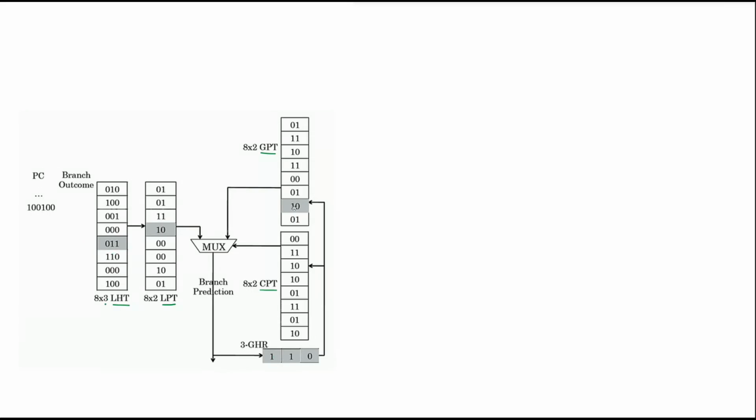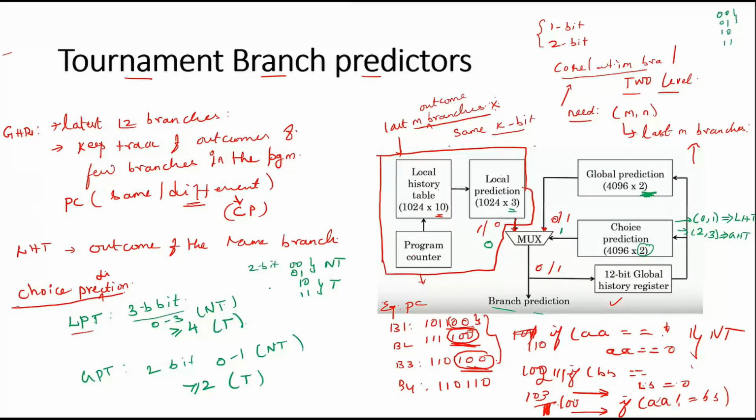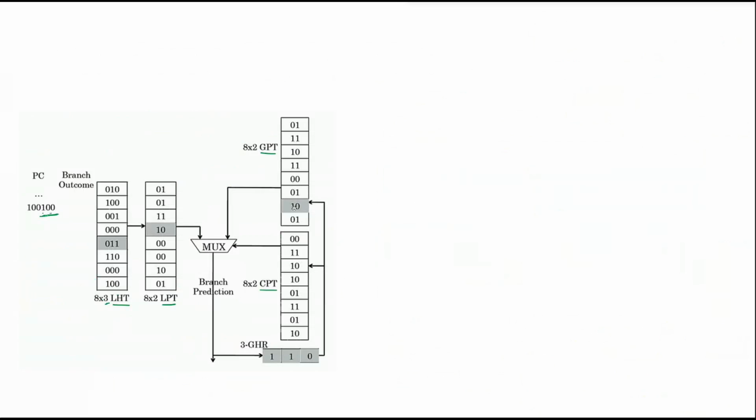Here also we have 3 bits, so we take the last 3 bits of the program counter, because only with the help of the program counter can we enter into the local history table. Keep remembering this. Since it is 3 bits, we take the last 3 bits, and the address 100 maps to this entry, which is 011.